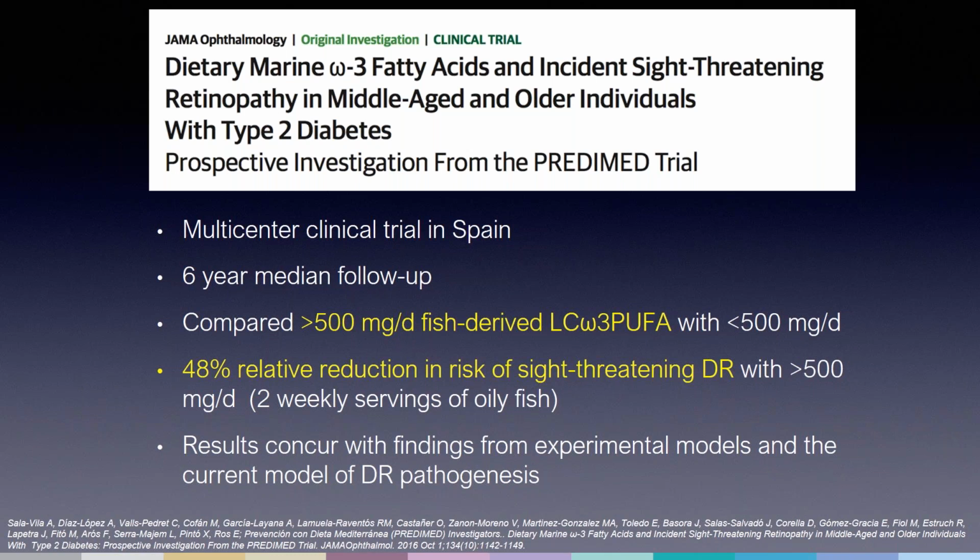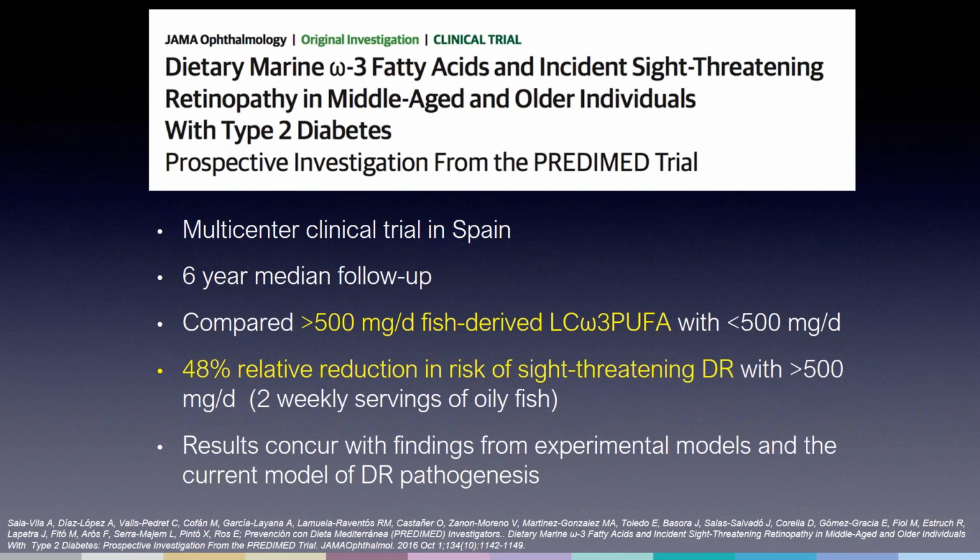So if you compared those two groups, the folks who consumed greater than 500 milligrams per day of fish-derived, marine-based omega-3, this does not include flaxseed or chia seeds or other vegetarian sources of omega-3. That is not the same as omega-3 from fatty fish sources. Those subjects enjoyed an almost 50% relative reduction in the risk of sight-threatening diabetic retinopathy. And this translates to about 2 weekly servings of an oily fish.